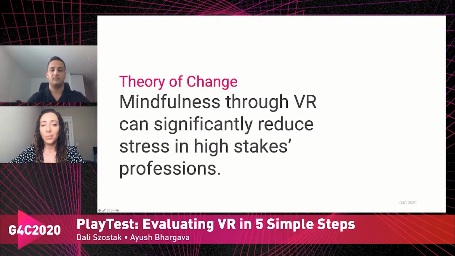To define our theory of change, we started with the why. The reason we thought this work was important and could potentially lead to impact was that stress is really a big concern for a lot of people, including first responders and others in high risk professions. They need to be alert and they need to make decisions in split seconds.